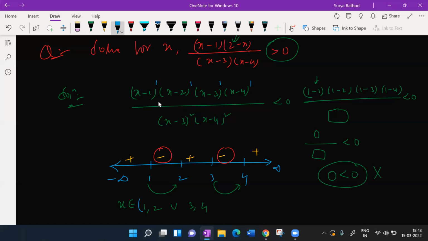Okay. Can we include 2 here simultaneously? If I substitute 2 here, the entire expression becomes 0, so I cannot include 2. Still open bracket. Can we include 3? Absolutely not. Anywhere you can't include 3, since 0 can't be less than 0. So 3, 4 is what my answer is going to be. Understood or not?